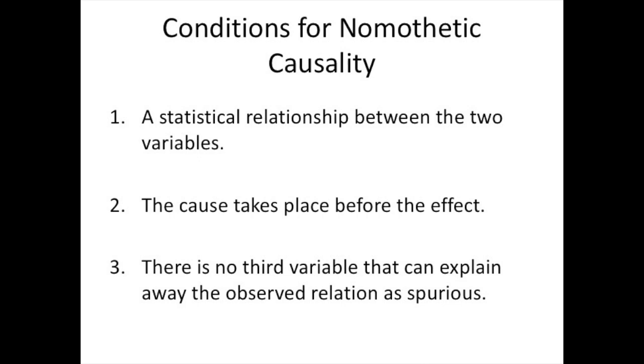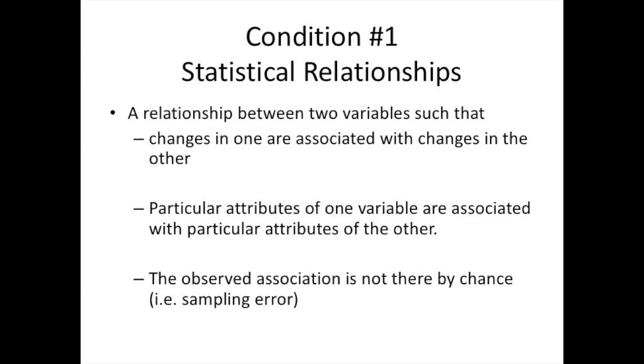And the third condition is that we need to show that there is no third variable that is explaining this relationship between these two variables as spurious. Now, let's look at each of them separately. The first one is that we need to prove, in order to say that a variable causes another one, that X causes Y, for example, that there is a statistical relationship between them.